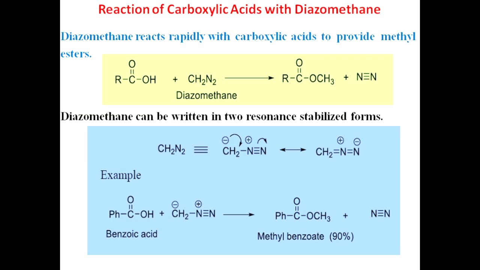In this reaction, diazomethane can be written in two forms. In the first form, there is a negative charge on carbon and a positive charge on nitrogen. In the other form, the two nitrogens carry negative and positive charges with a double bond, and carbon and nitrogen also have a double bond. For example, when benzoic acid is reacted with diazomethane, it forms methyl benzoate as a product and nitrogen gas is evolved.